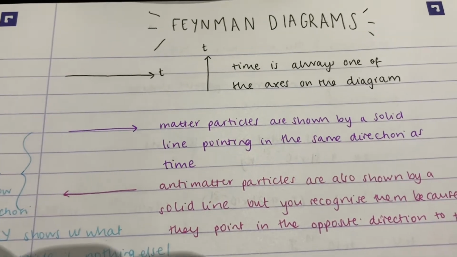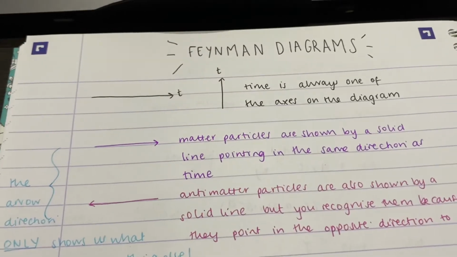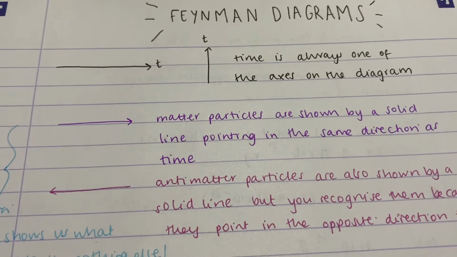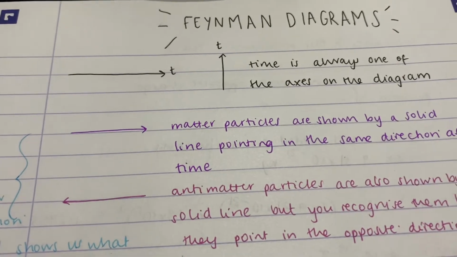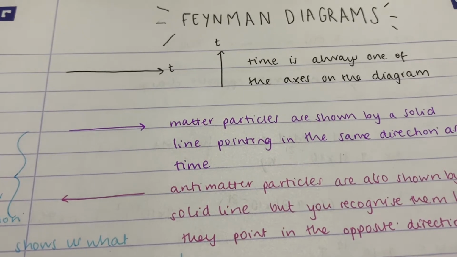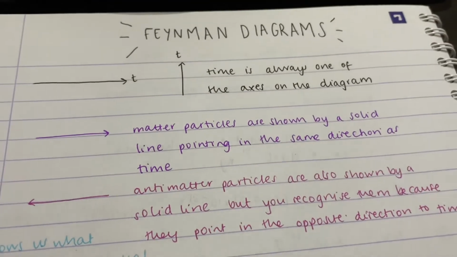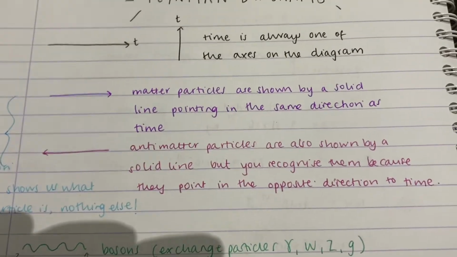You've read these rules anyway, so they are diagrams that you either draw or you look at and you interpret, and one of the axes will always be time, and both are used on IB. So time can either be on the x-axis or the y-axis. Then we can represent different types of particles in our diagrams.